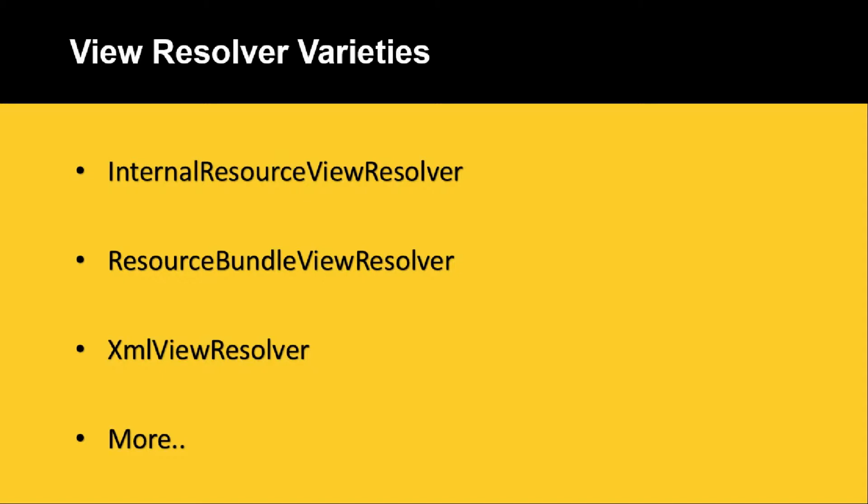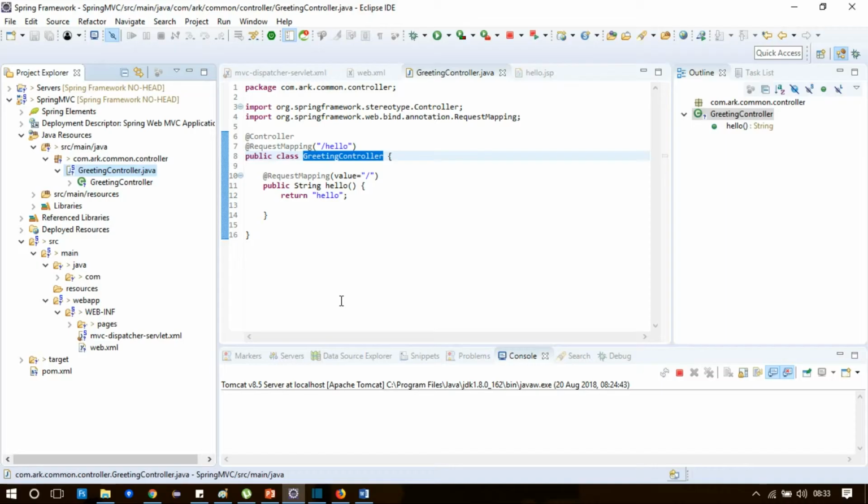There are various types of view resolvers. The internal resource view resolver is the most popular one. For instance, there is something called a resource bundle view resolver, which lets you put a view name mapping in a plain text property file. You also have the option of using an XML view resolver. If you would like to use a Spring XML file to define all of your view resolution mapping, then you can do that. Now I will show an example of the internal resource view resolver.